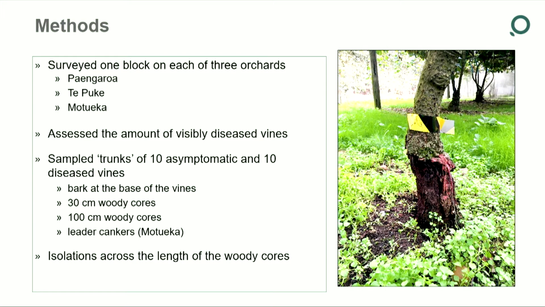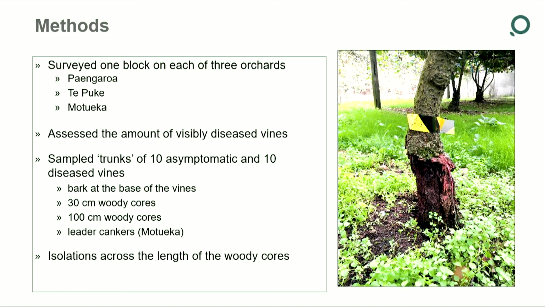So what we did is we went out and we surveyed one block on each of 3 orchards. That was in Paengaroa, Te Puke and Motueka. We walked up and down the rows and we assessed the amount of visibly diseased vines, and we also marked what kind of symptom we were seeing on each of those vines. We went back and we sampled the trunks of 10 asymptomatic and 10 diseased vines, and we took samples from the bark at the base of the vines, and we took woody cores across the width of the trunk at 30 centimetres above the ground and at 1 metre above the ground. And in the case of Motueka, we also sampled right through those leader cankers as well.